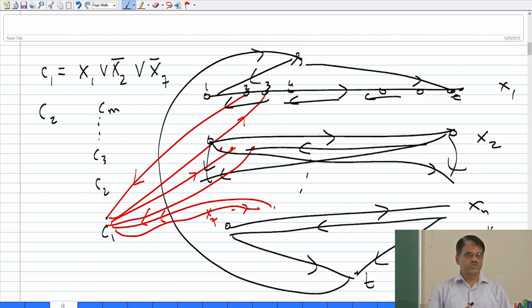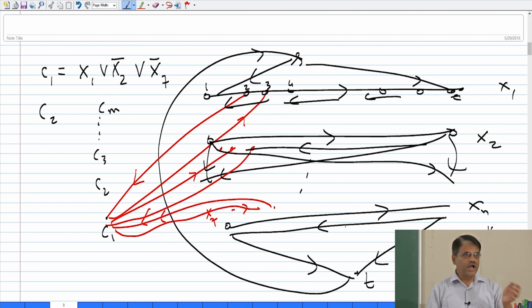So let's say x1 is 1, then what do I do? My Hamiltonian cycle will start from S and say, oh, x1 is 1, so I am going to traverse this path from left to right. So I will traverse it this way. And then I'll ask you what is x2? x2 is 0, then I'll come down and traverse x2 in this direction. x3 is 0, I'll come down again and traverse in this direction, and so on and so forth. But I have only traversed these paths, I have not traversed the CIs yet.